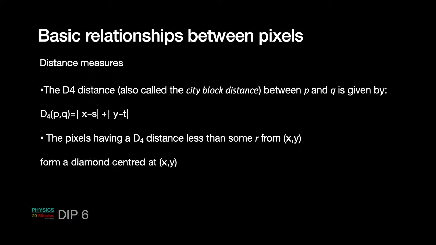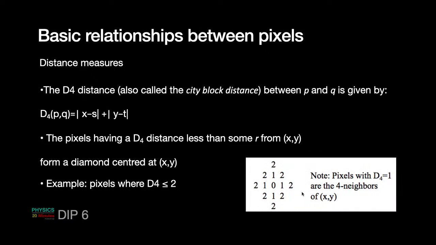We can see it in a simple diagram. So here is our diagram. This is my original pixel. If my D4 distance is 1, try to understand carefully, then I can go one up, one right, one left, one bottom. These are having D4 value equal to 1 from my center pixel. So these are the D4 distance 1 pixels.